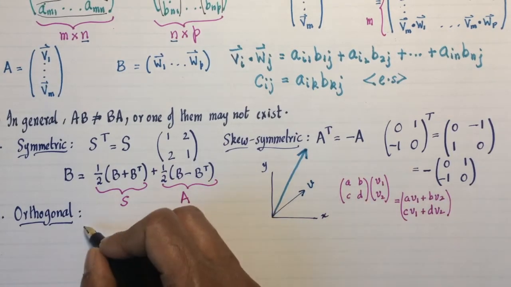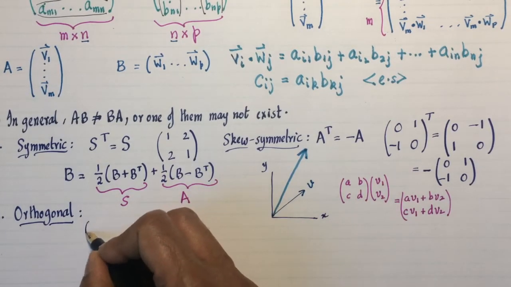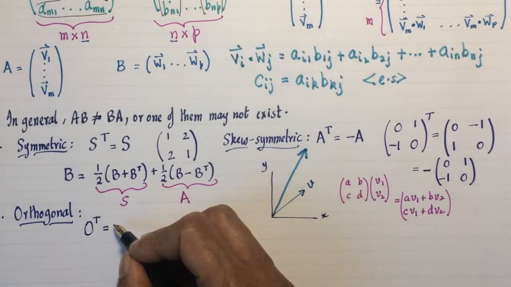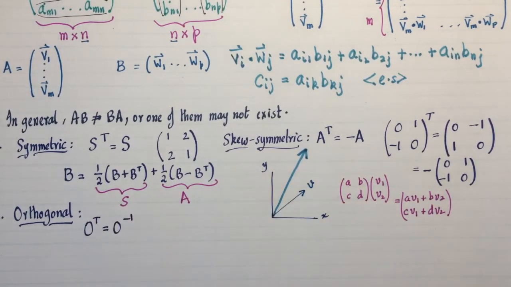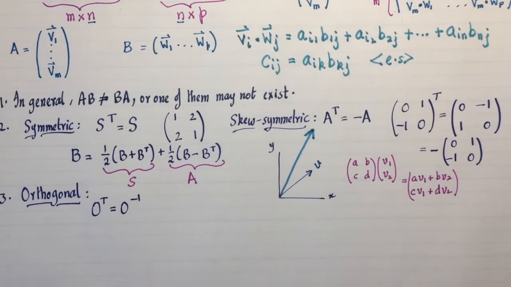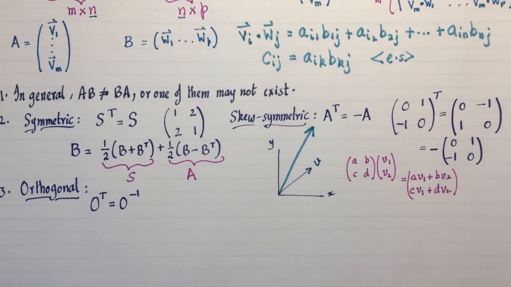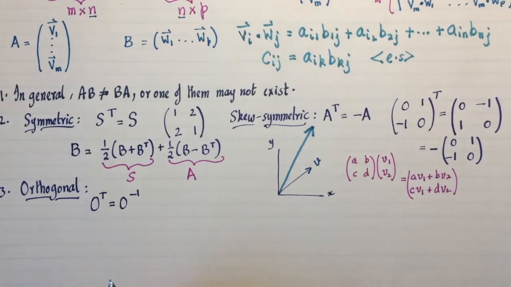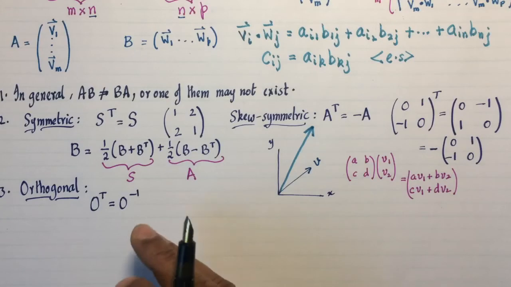So a matrix is said to be orthogonal, denoted by O. Don't confuse this with 0. If O transpose is the same as O inverse. Now remember the inverse of a matrix, which I dealt with in some earlier videos. The inverse is a complicated thing. You take the cofactor matrix and take its transpose, and divide by the determinant. So it's a very complicated thing.